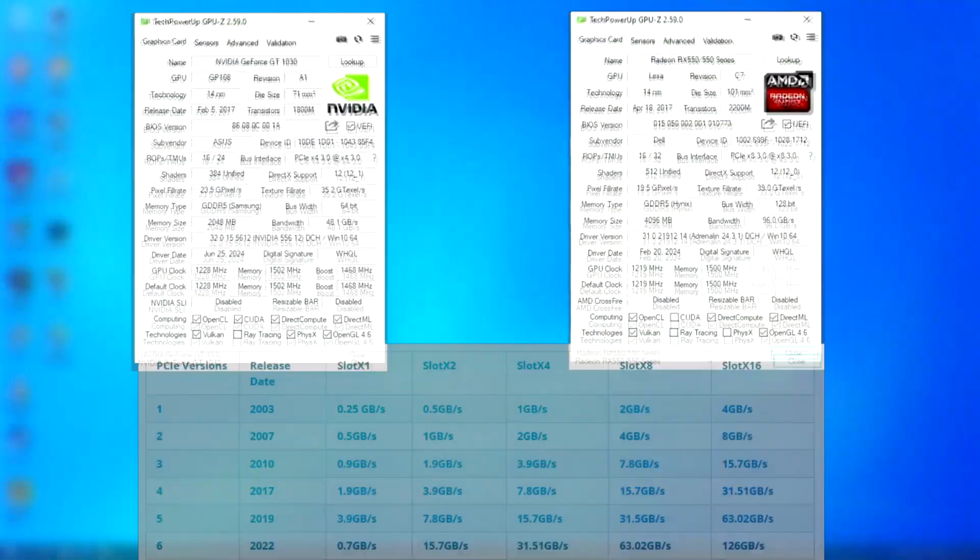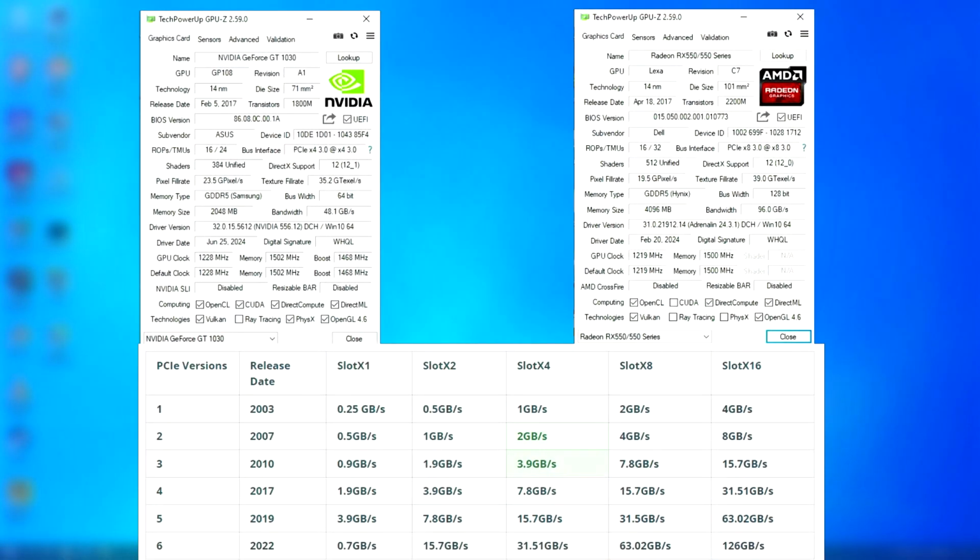Now, one thing I find interesting that I didn't notice before is that the 1030 is actually only a 4X card, while the 550 is an 8X. Looking at the graph in either scenario, version 2 or 3, the 550 has twice the bandwidth available to it. Now, the thing is, both the 1030 and the 550 are low-end entry-level cards, so can either of these make any use of that extra bandwidth?